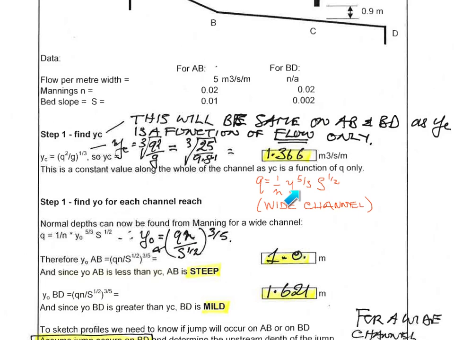It's very useful to have a wide channel because it means we can calculate the normal depth y directly. So if we separate out y, you can see y is qn over s to the half all to the 3/5. And we then find that y naught along AB is 1 metre, and along BD it works out at 1.62. So if we compare AB, the critical depth is 1.37, the normal is 1, so the normal is below the critical. According to our classification, that would be a steep slope, and then BD, it's the other way around, the critical 1.37, the normal 1.62, it's above the critical, so that's a mild slope.